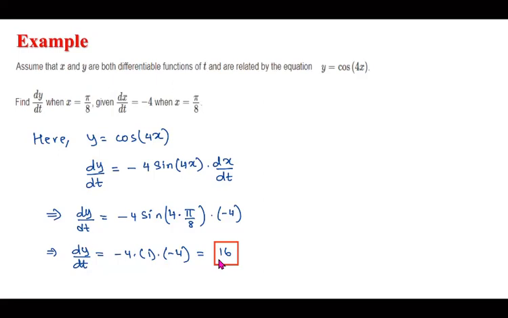So this is how we can solve some basic problems related to the applications of derivative.